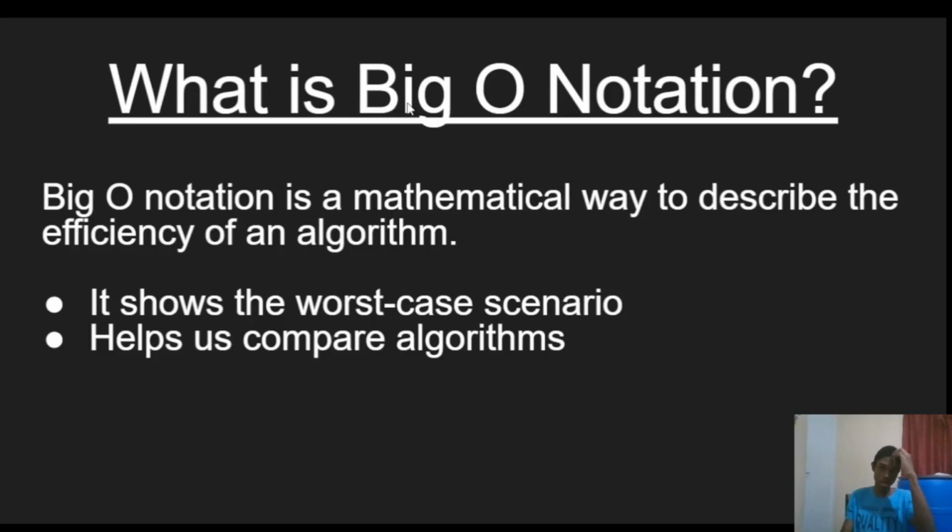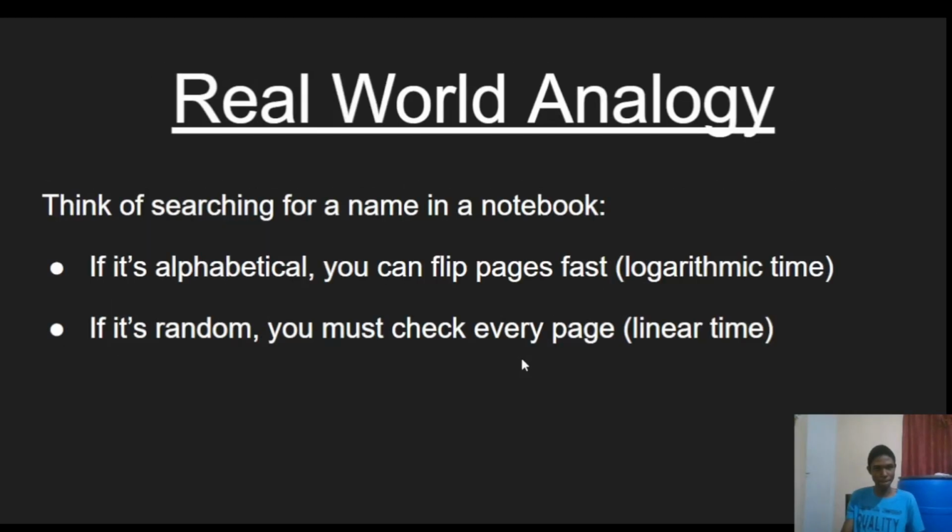And what is big O notation? Big O notation is a mathematical way to describe the efficiency of an algorithm. It shows the worst case scenario, like the worst thing that could happen. It helps us compare algorithms.